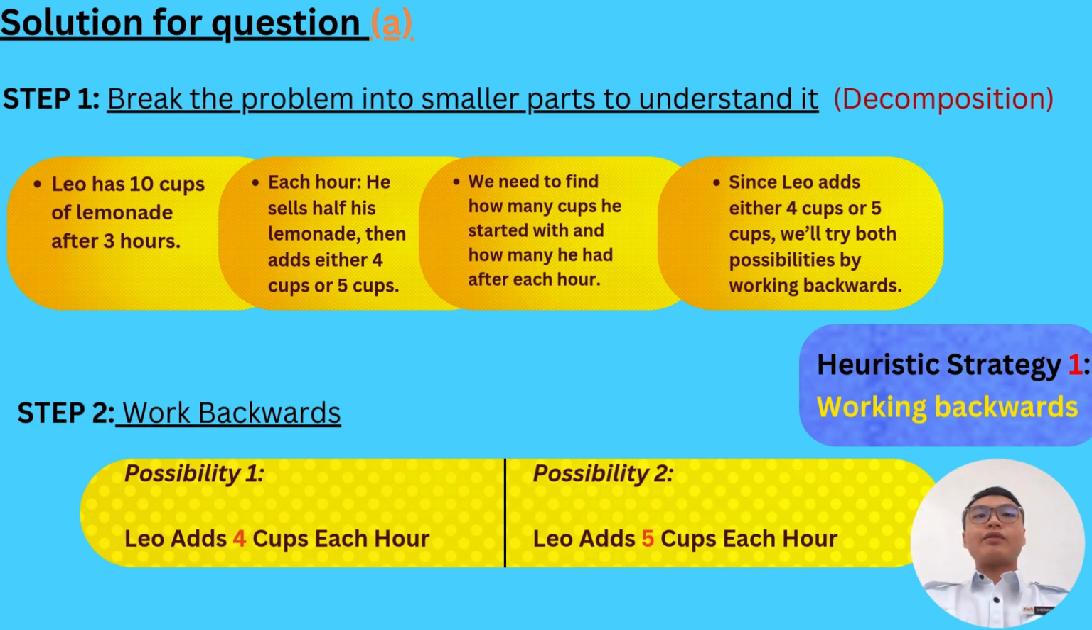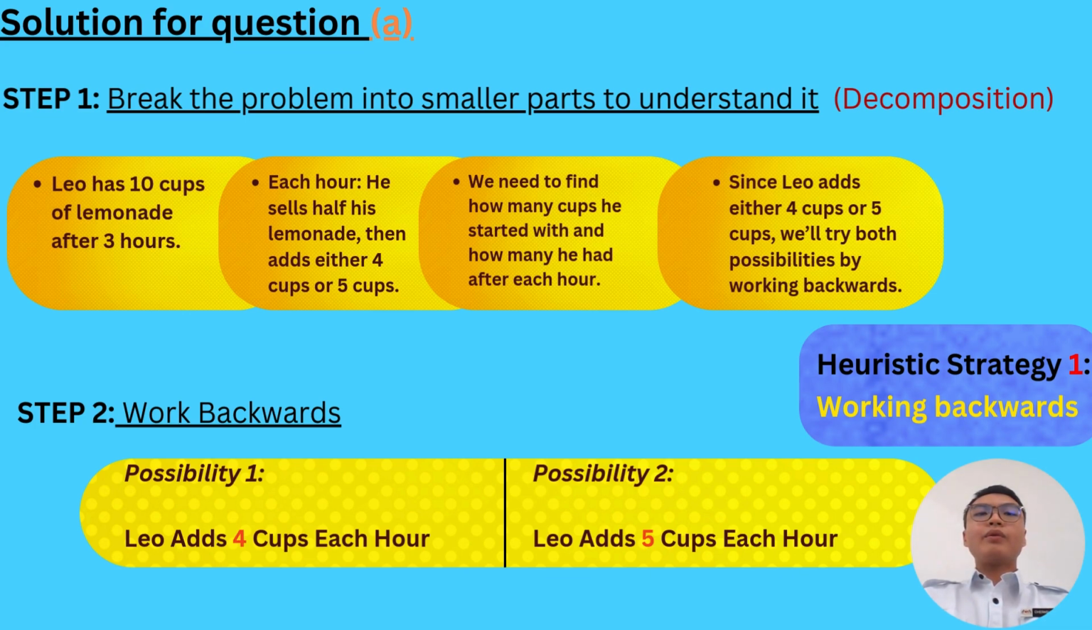Now, let's look at the solution for question A. Step 1. We break the problem into smaller parts to understand it. It is decomposition. First, we need to know Leo has 10 cups of lemonade after 3 hours. And second, each hour he sells half his lemonade, then adds either 4 cups or 5 cups. Then we need to find how many cups he started with and how many he had after each hour. Since Leo adds either 4 cups or 5 cups, we'll try both possibilities by working backwards.